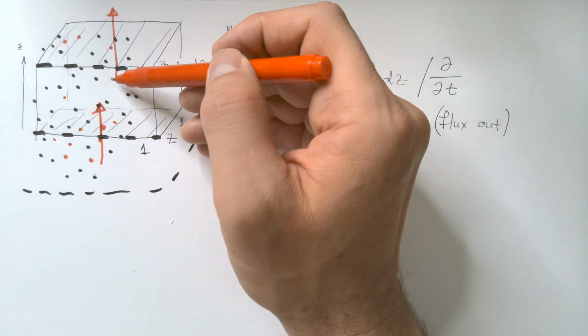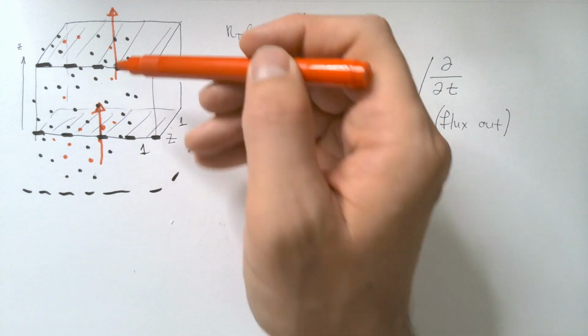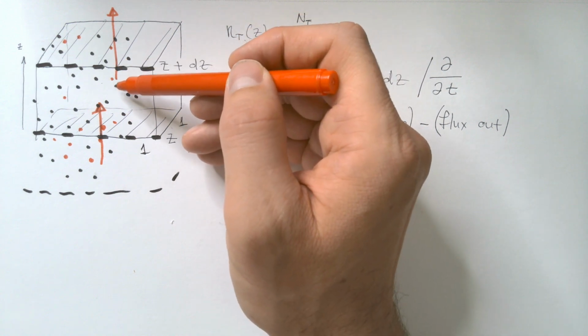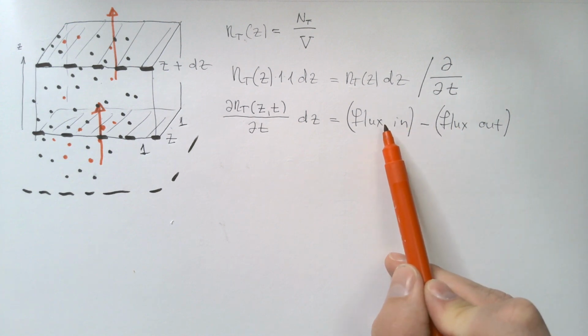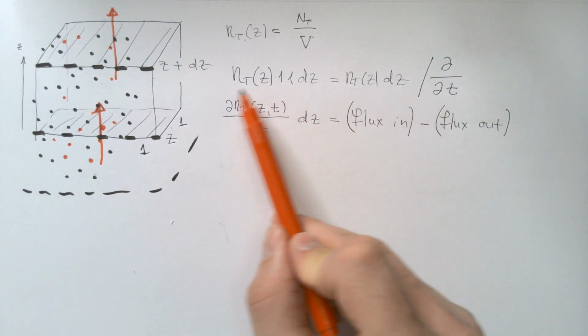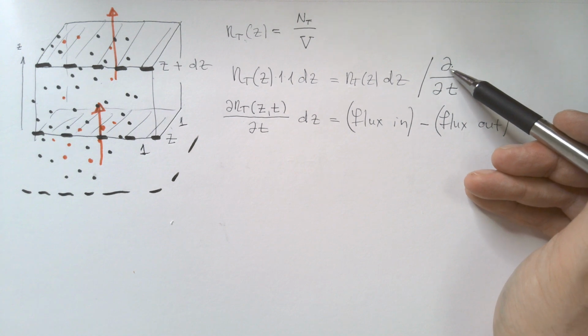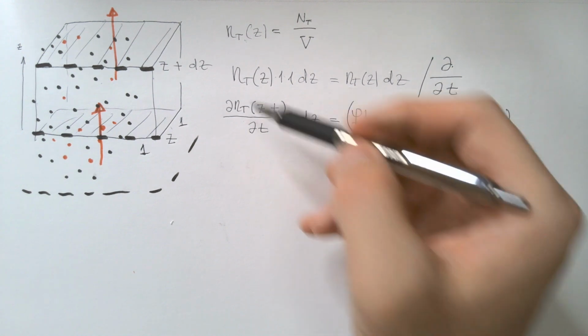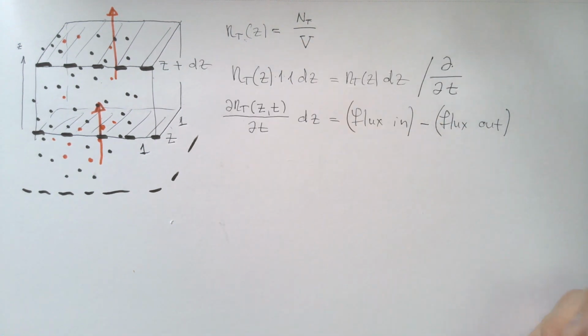On the other hand, if the flux out of the volume is larger than the flux in, that means more red particles are leaving my volume, and that means this is larger than that, which means this becomes negative, and that means that this becomes negative, and that makes sense because the number of red particles is decreasing with time in my control volume. Also, when I differentiate this with respect to time, I don't differentiate this because this volume is not changing with time, so dz is constant.